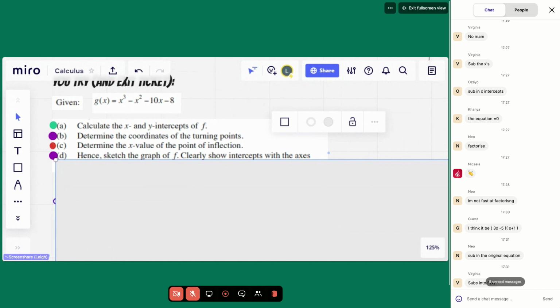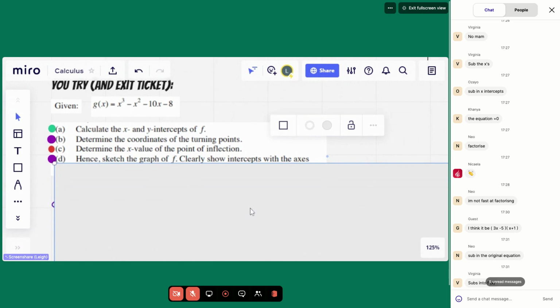All right, so you've been given g of x equals x cubed minus x squared minus 10x minus 8. You're going to answer these questions. Ntandukazi, you can certainly answer some of them, all right? So you should be able to, I'm hoping at the least, calculate the X and Y intercepts, okay? Because that's just the same as for all functions.